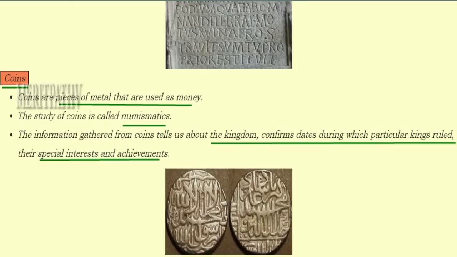Next is coins. These are pieces of metal which are used as money. The study of coins is called numismatics. Information from the coins tells us about the kingdom, confirms dates during which the kings ruled, and tells about the special interests and achievements of the kings. In this image, coins are seen.